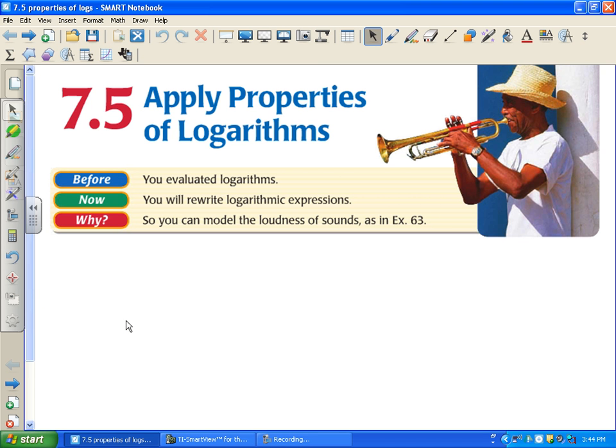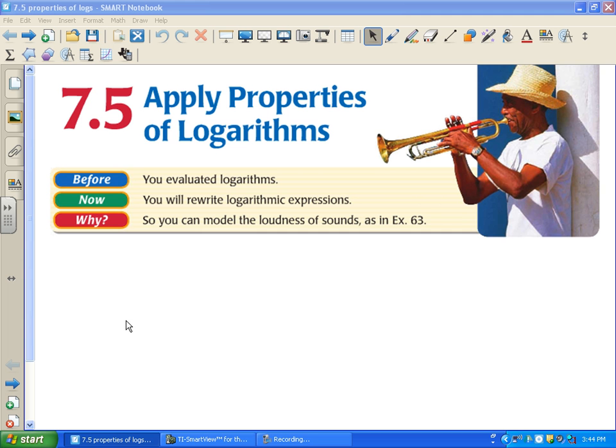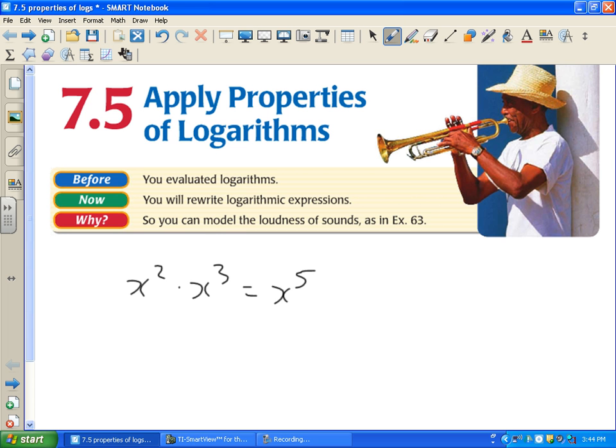Howdy. Today we are going to be working on section 7.5, which is working with properties of logs. So yesterday at the end of our work, we did a little bit of review that we just covered, which is the review of our rules of exponents. So again, I'll remind you, when we have common bases and we're multiplying, the rule is to add the exponents and keep the base the same.